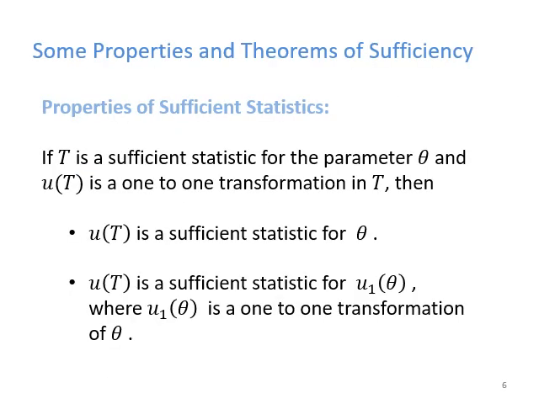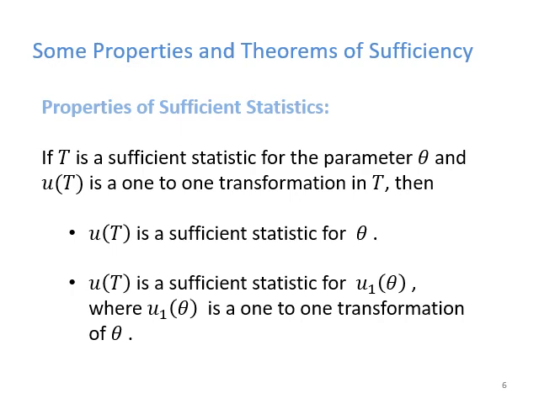Now let's talk about some properties and theorems of sufficient statistics. First, the properties. One of the properties is that if t is a sufficient statistic for the parameter theta, and if u of t is a one-to-one transformation in t, then u of t is also a sufficient statistic for theta. Remember from the course of theory 1, you know the meaning of one-to-one transformation.